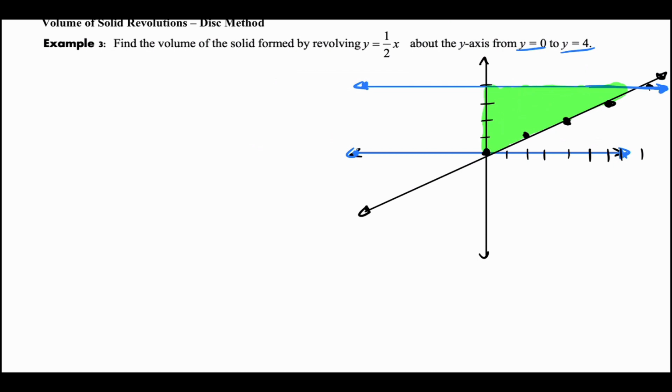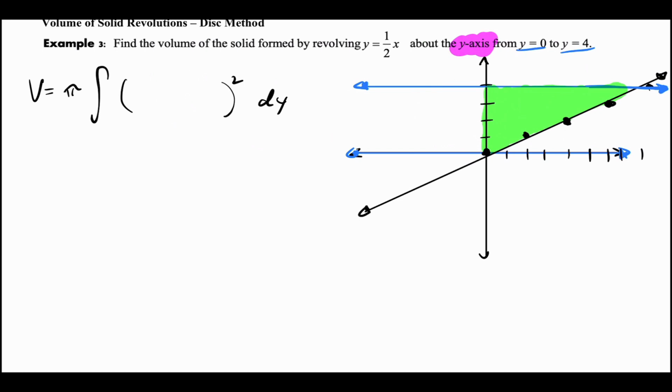This one's revolving around the y-axis. So that means this guy is going this way. It's not revolving the other way. It's a vertical revolution. Okay? So if it's a vertical revolution, it's going to be dy. So everything we put in here has to be with respect to y. There has to be y's. There can be no x's in here.